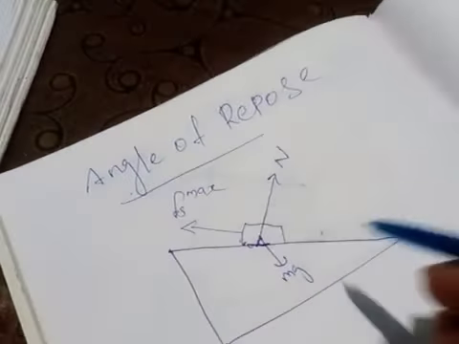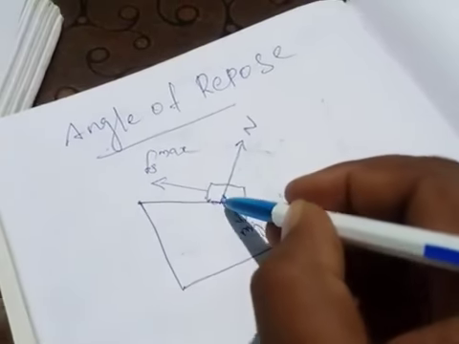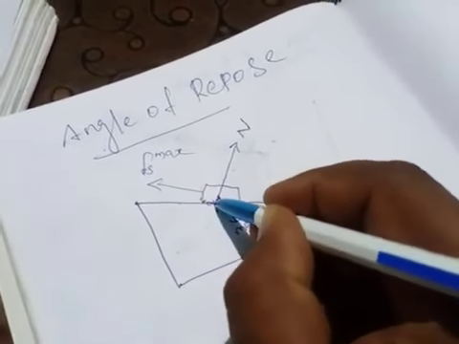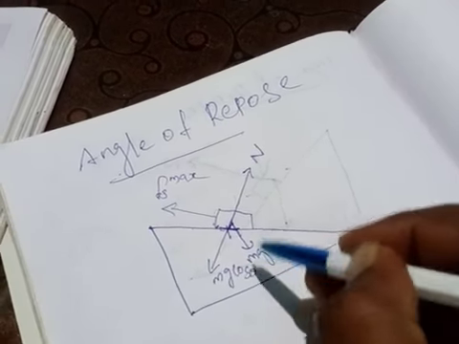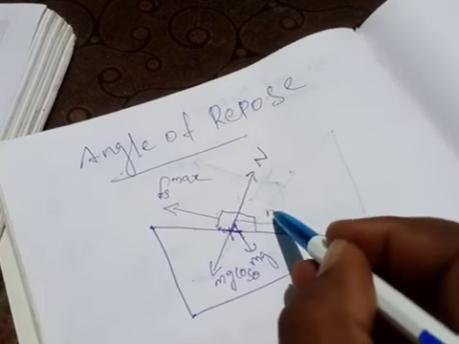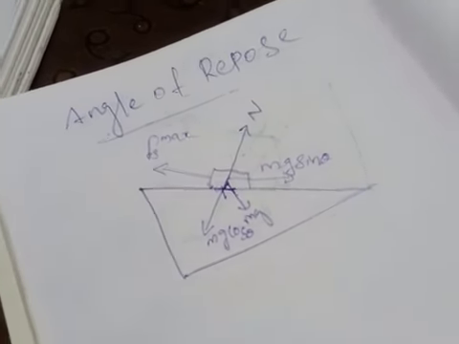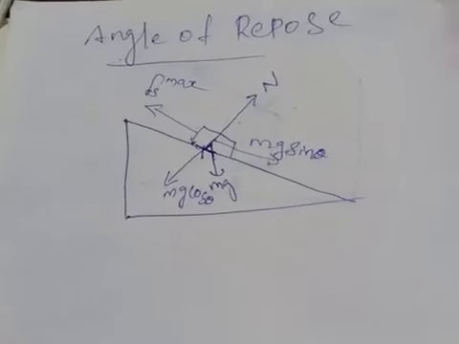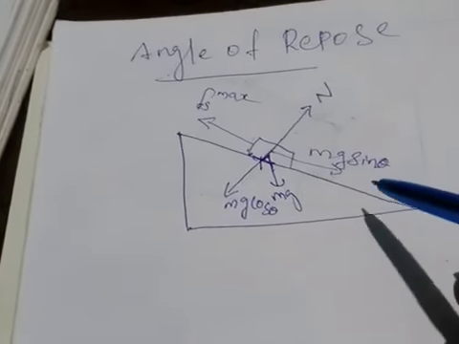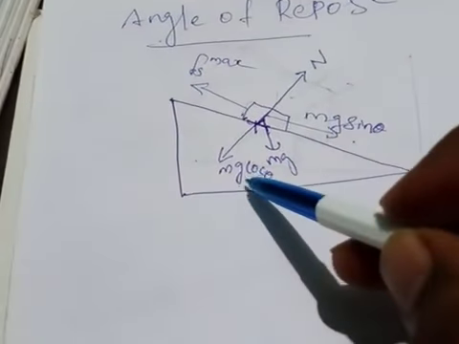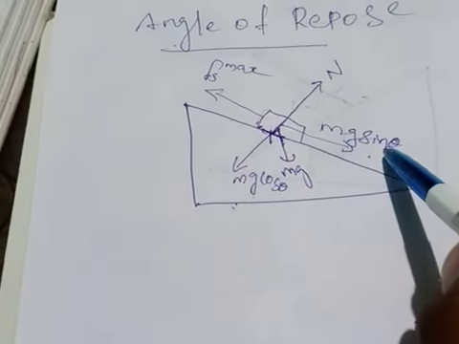And we know that this mg is at an angle theta. So this mg is split into two components: one is mg cos theta, and another one is mg sin theta. So the gravitational force mg is resolved into two components, mg cos theta and mg sin theta. So what is the use of this mg sin theta and mg cos theta? You know that mg cos theta is the perpendicular component and mg sin theta is the parallel component.